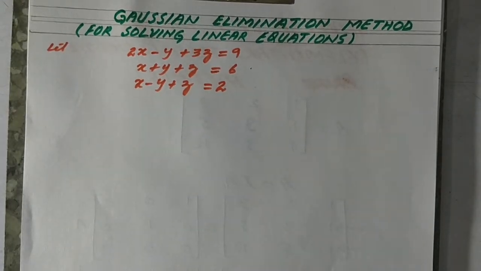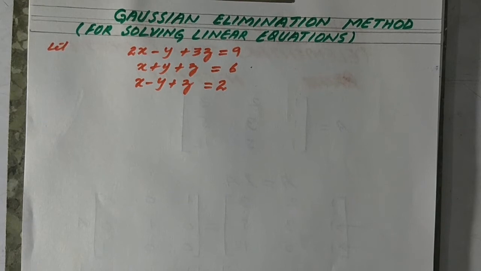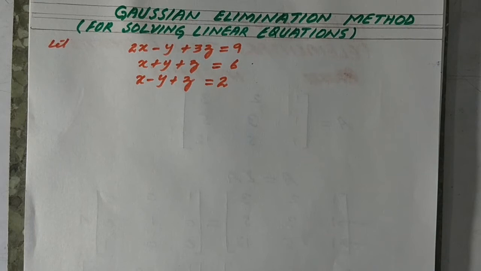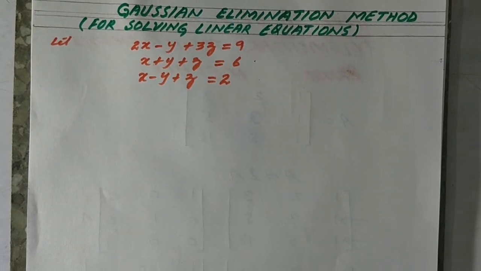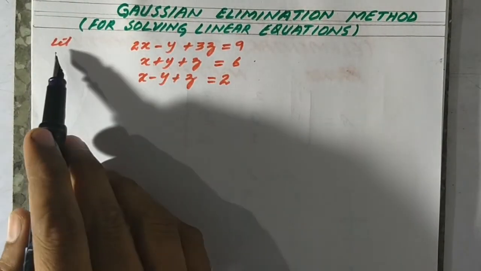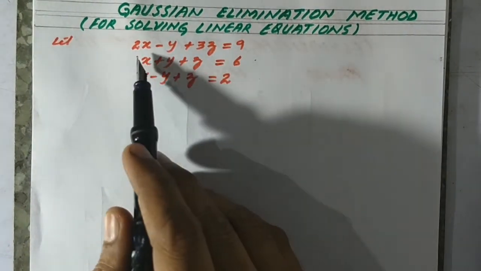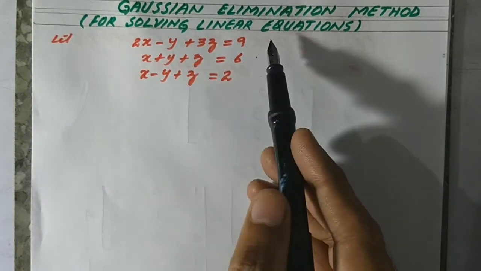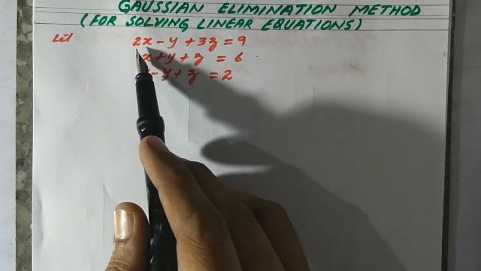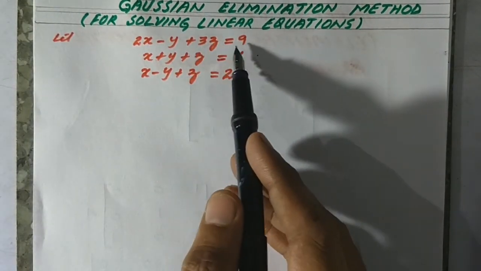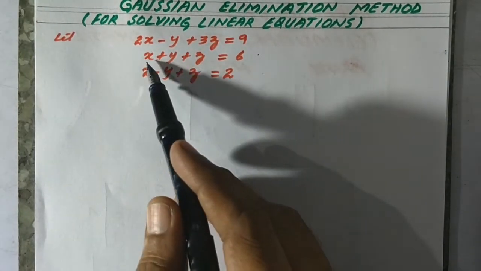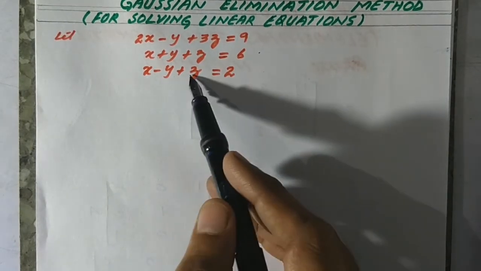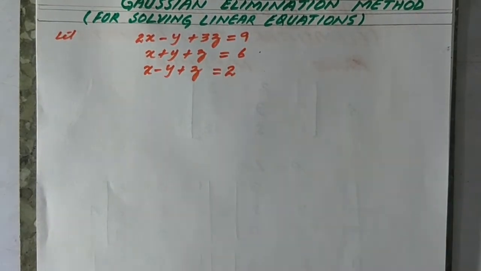Today in this video I am going to explain the Gaussian elimination method for solving a system of linear equations. There are three linear equations to be solved: 2x minus y plus 3z is equal to 9, x plus y plus z is equal to 6, x minus y plus z is equal to 2.